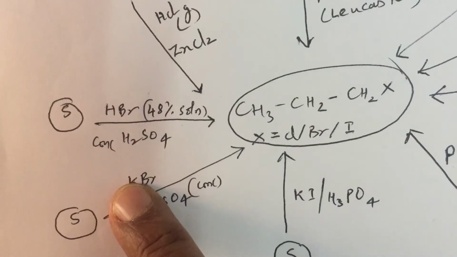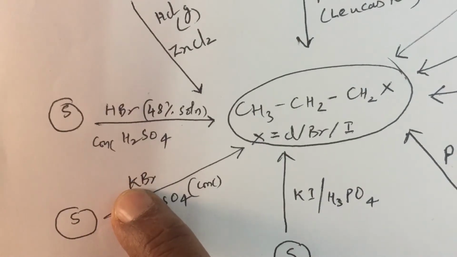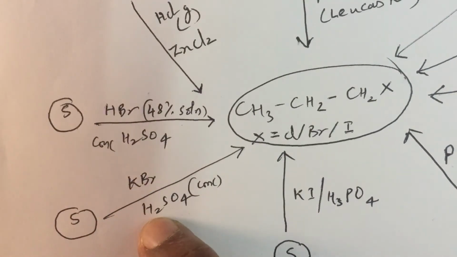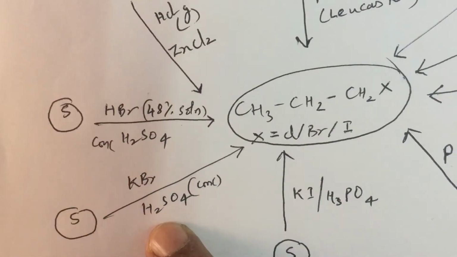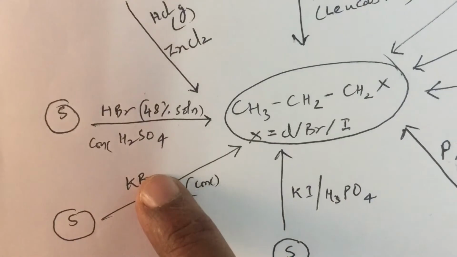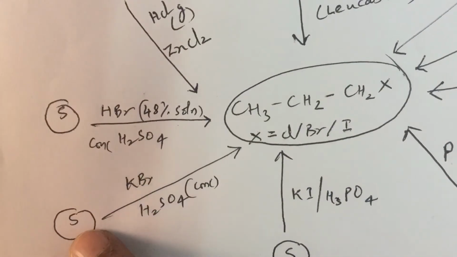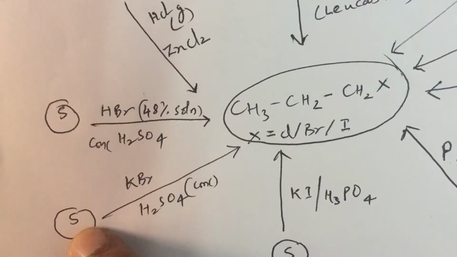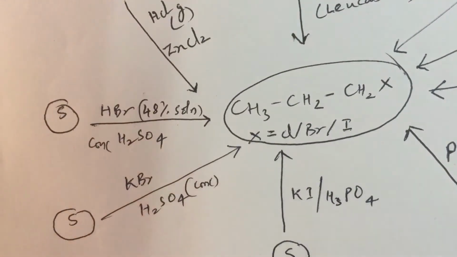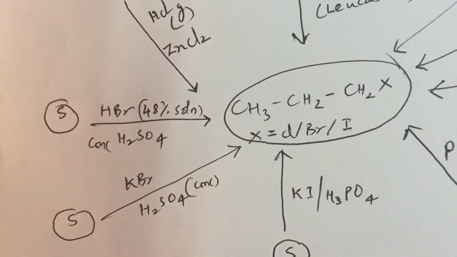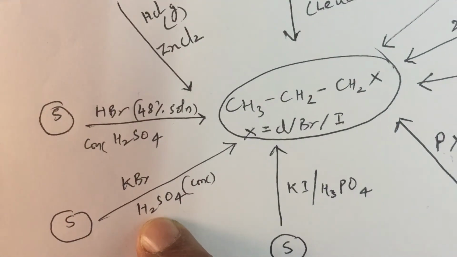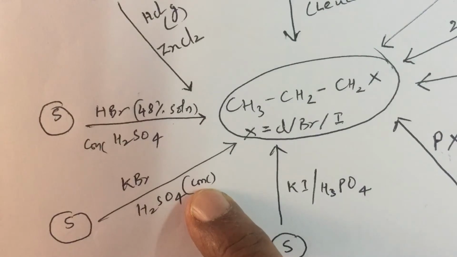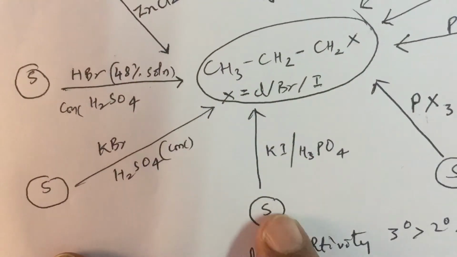You can also take propanol and, instead of anything else, directly react it with solid KBr and concentrated H2SO4. In the reaction mixture, HBr is produced in situ. That HBr takes away water and substitutes OH with Br. H2SO4, being a dehydrating agent in concentrated form, pushes the reaction in the forward direction.